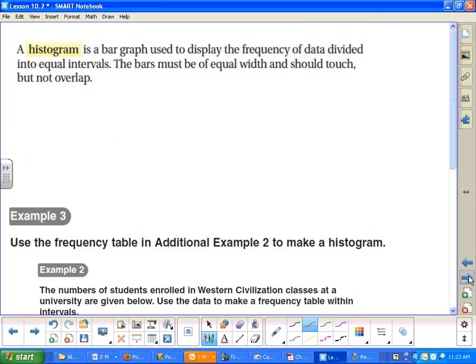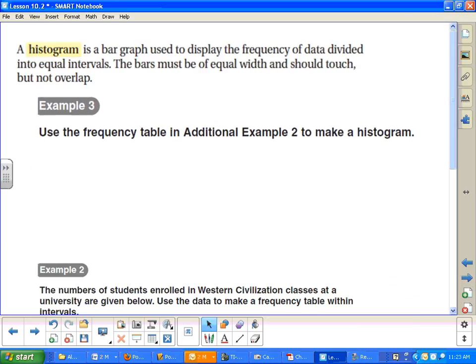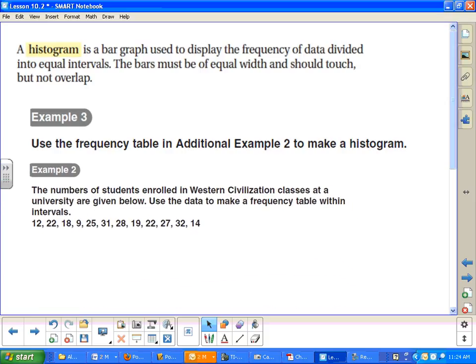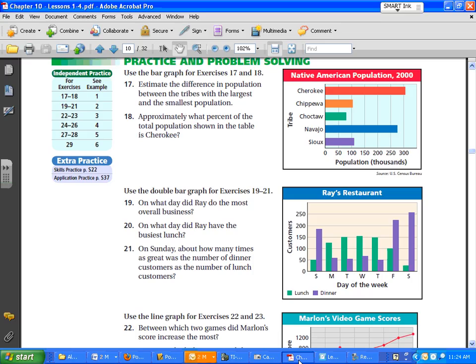All right. Histograms. A histogram is a bar graph used to display the frequency of data divided into equal intervals. The bars must be of equal width and should touch but not overlap. Now you notice when we actually did bar graphs, there's space between them, right? With a histogram there's not space between them unless there's an interval where there's no data, right? They have to be touching.